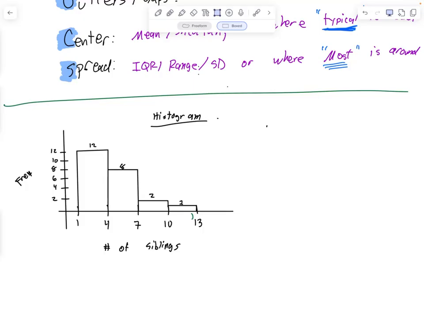Then we're gonna do SOCS. Some people use a different one called CUSS. Some people like to cuss instead of socking. CUSS: Center, unusual features, shape and spread.